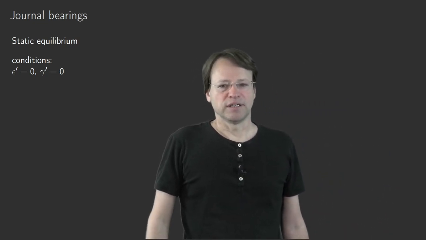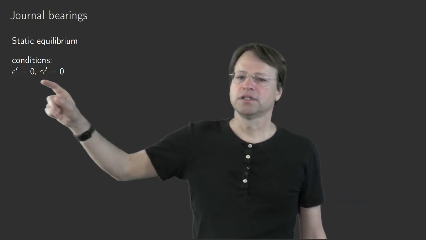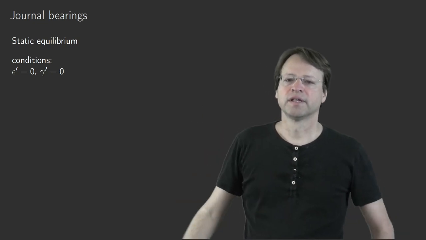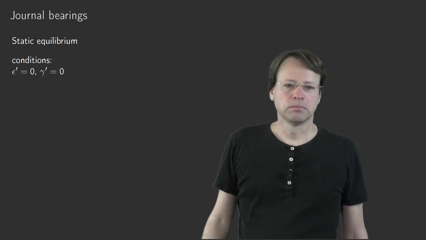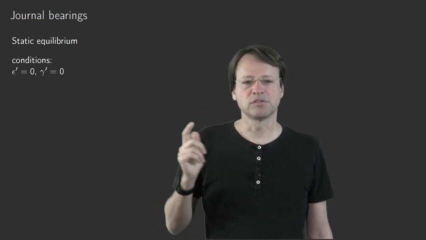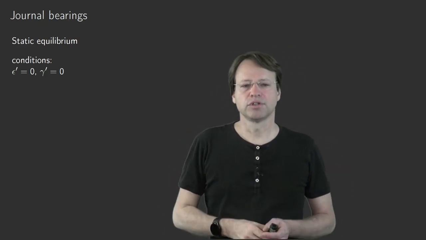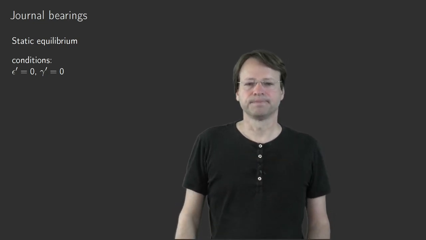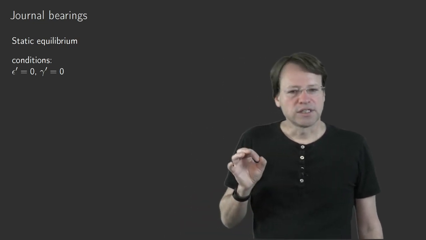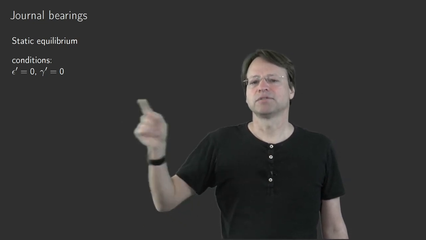Static equilibrium is defined as the vanishing of the velocities in circumferential and radial direction of the shaft. If these velocities are zero, then the position of the shaft in that bearing is constant. The displacements are then constant, which means that it takes an equilibrium position, so it remains at the same position. The shaft inside that bearing is not necessarily in the center of the bearing, of course, so there can be some displacement, but these displacements are constant.